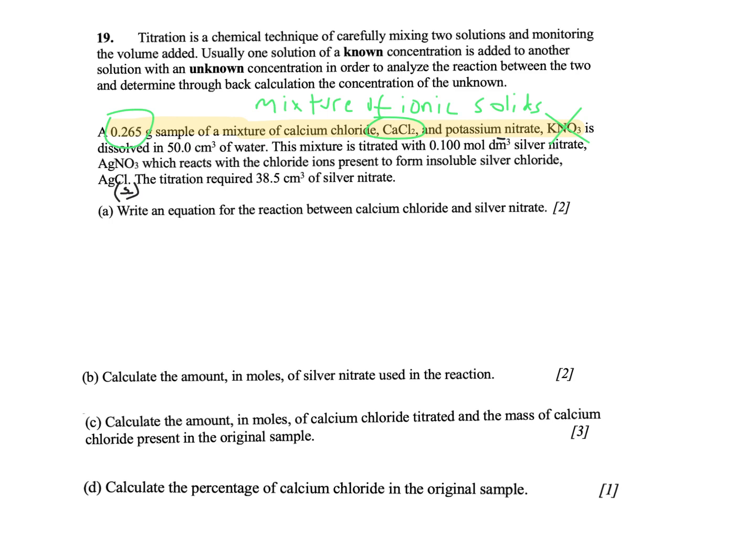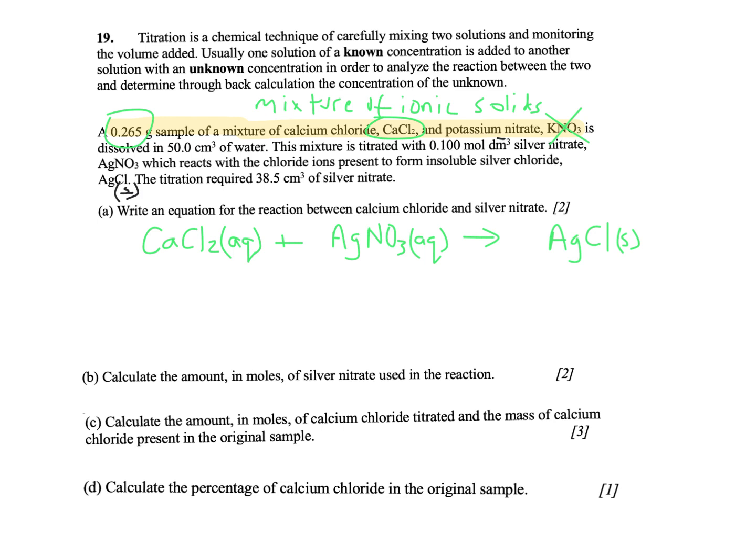Okay, then it says write an equation for the reaction. So let's go ahead and do that. So we have the calcium chloride, which since it's dissolved, is going to be aqueous. We're mixing it with silver nitrate, AgNO3 aqueous. And then that's going to react to make this insoluble silver chloride. That's going to be important for us.